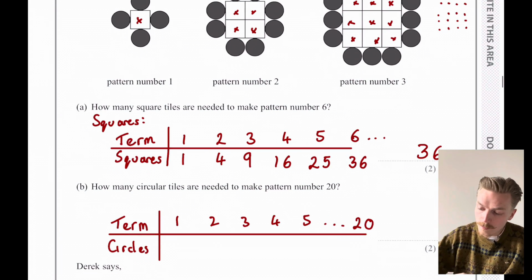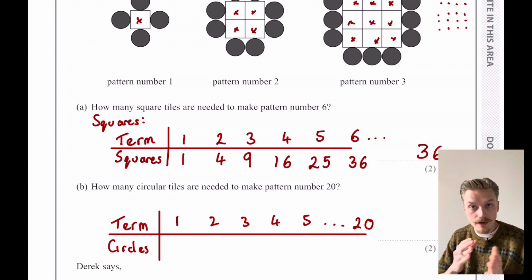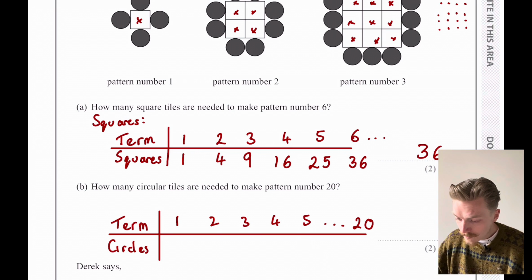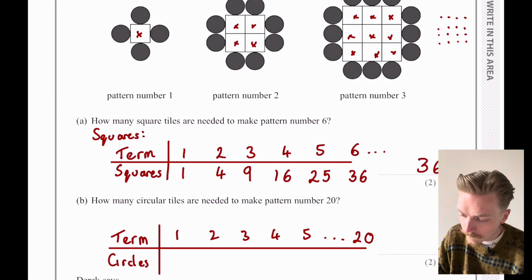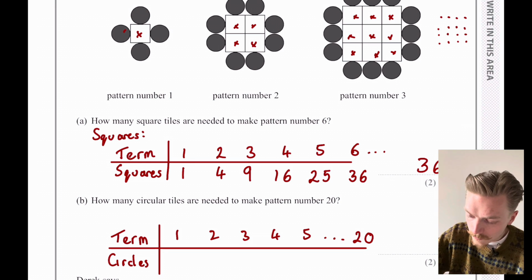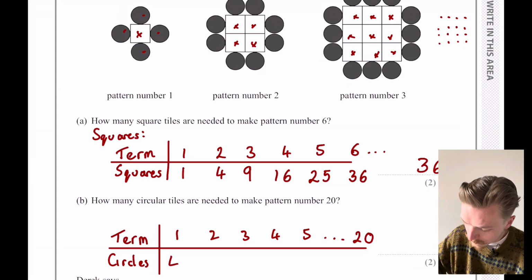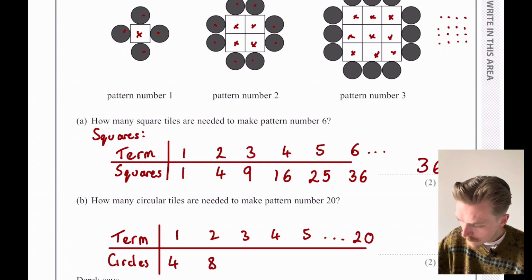So there will be an easier way to do it, looking at the pattern that's emerging. So let's have a look then. For the first term, the first pattern, we have 1, 2, 3, 4 circles. For the second, 1, 2, 3, 4, 5, 6, 7, 8. 1, 2, 3, 4, 5, 6, 7, 8, 9, 10, 11, 12. And that's all we've got.